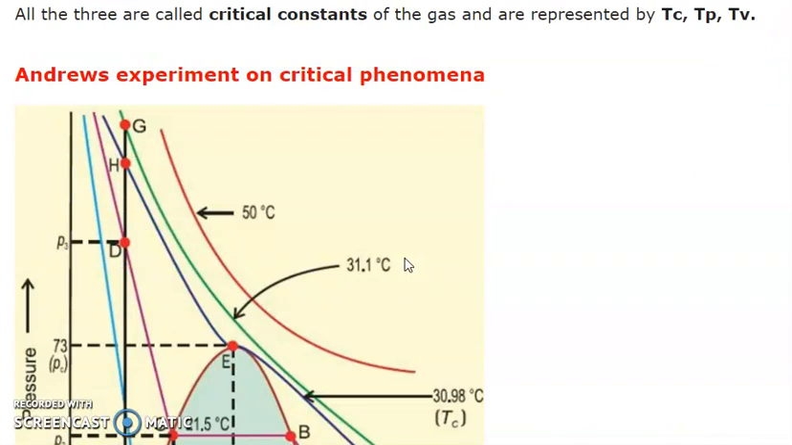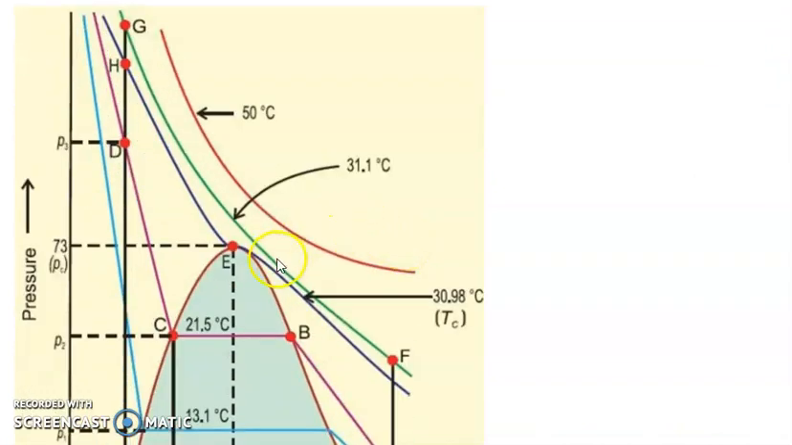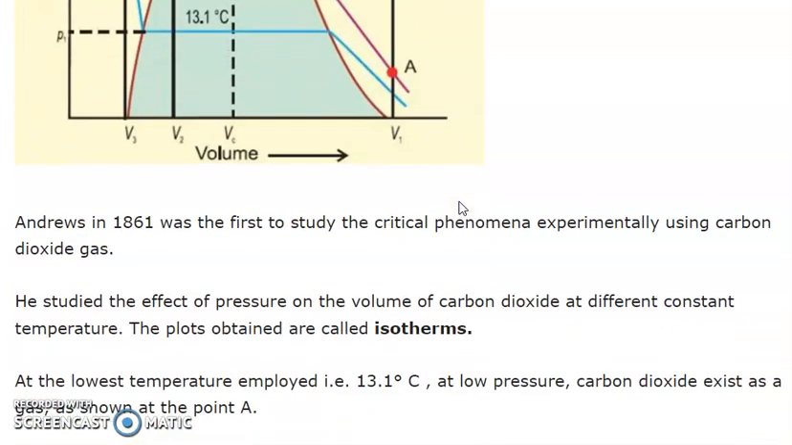Look at this picture and do experiment on critical phenomenon. This is the critical pressure. Volume at this point is critical volume and temperature at this point is critical temperature. Andrews in 1861 was the first to study the critical phenomenon experimentally using carbon dioxide. He studied the effect of pressure on the volume of carbon dioxide at different constant temperatures. The plots obtained are called isotherms.